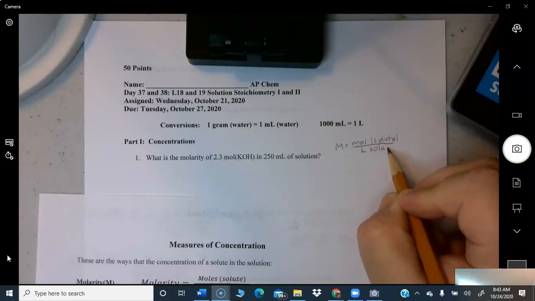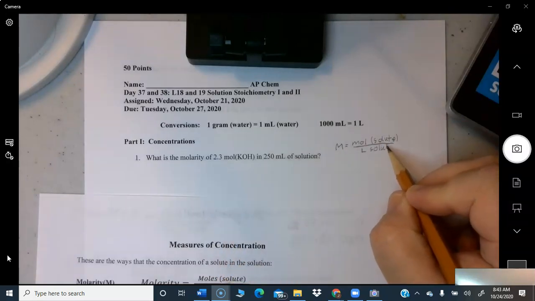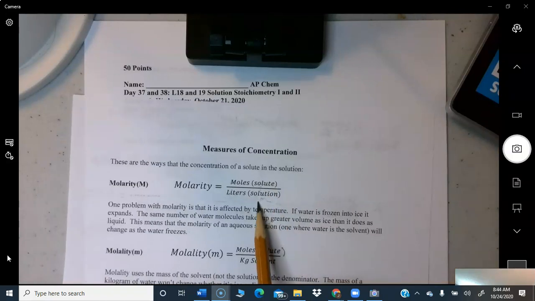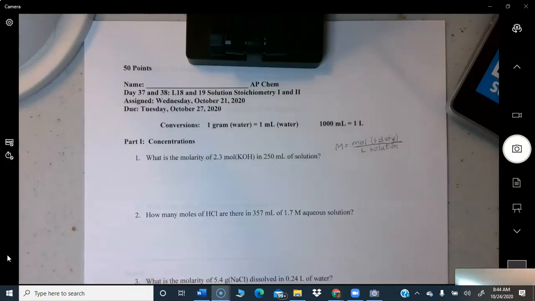Solution is the solute and the solvent mixed together. The solute here is potassium hydroxide. The solvent is water, H2O. And when you mix the two of them together, you have the solution. So this formula, you have to have solution, not solvent. Water would have just been the solvent. You would not have been able to solve that problem.